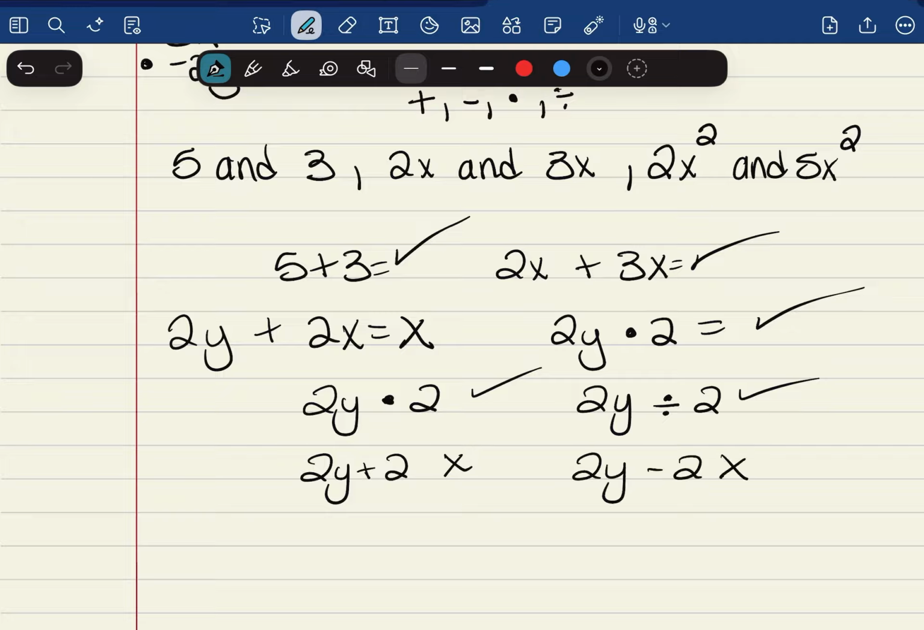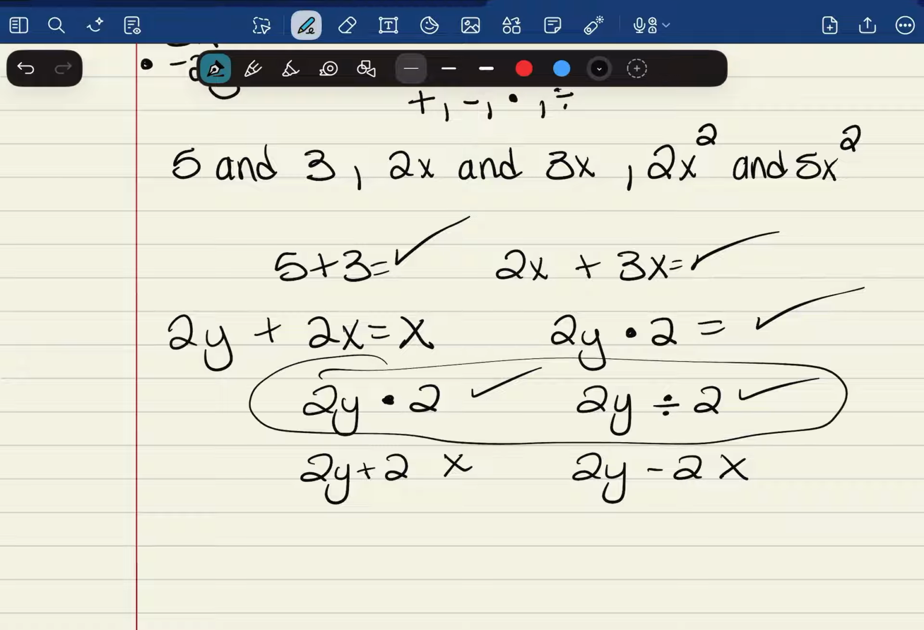So just know that rule. If they are like terms, you can do any of the operations, any of them. You can do plus, minus, multiplication, division. If they are not like terms, the only thing you can do with non-like terms is multiply and divide. That's the only thing you can do if they do not match, if they're not part of the same family.